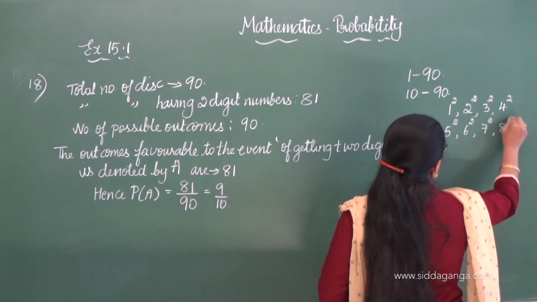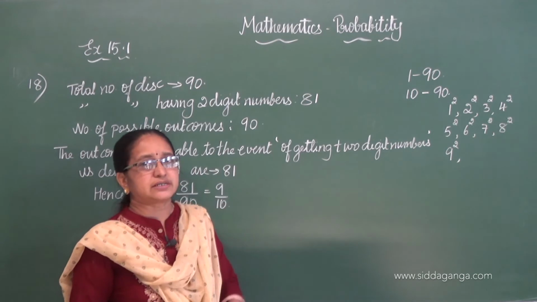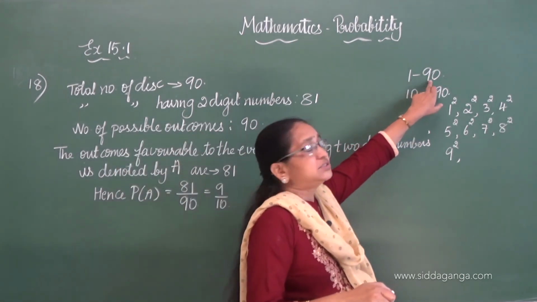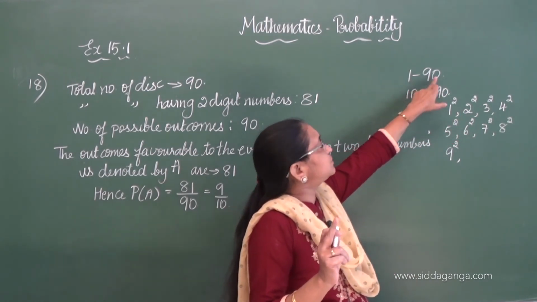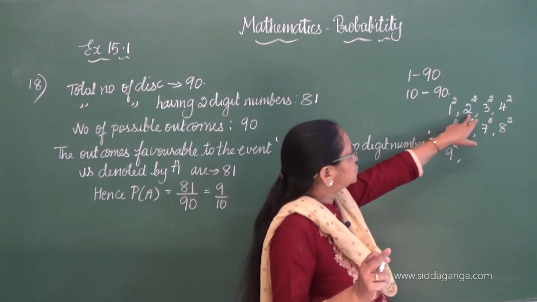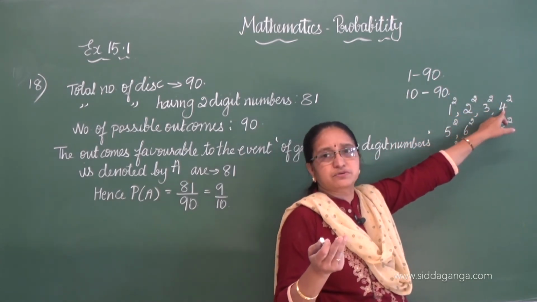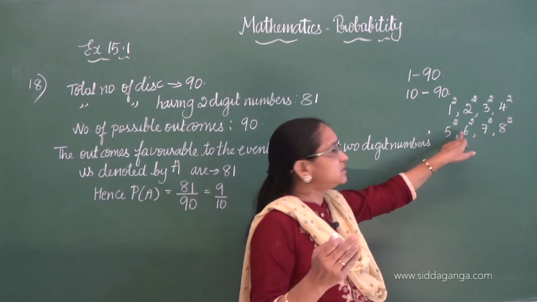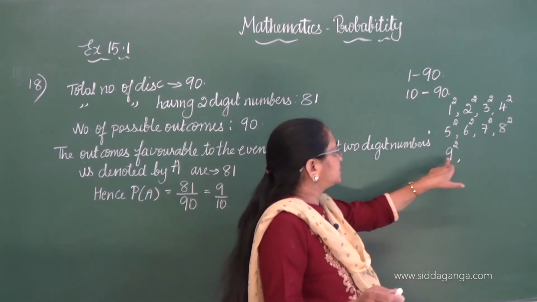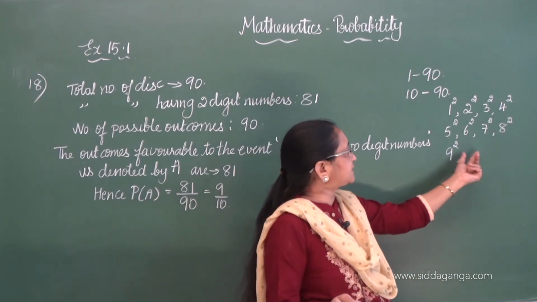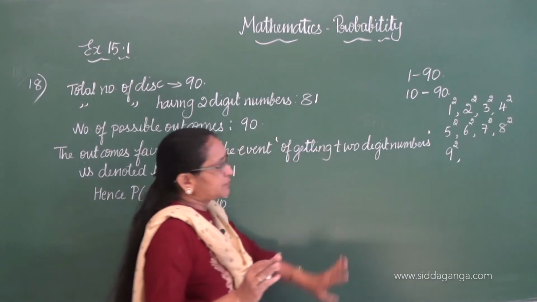square, 8 square, 9 square, 10 square. 10 square is 100, which is not there here, between 1 to 90. See, 1 square is there, since 1 to 90 means 1 is also present. Then 2 square means 4, yes, in between this. 3 square 9, 4 square 16, 5 square 25, 6 square 36, 7 square is 49, 8 square is 64, 9 square is 81. Suppose if you take 10 square it will be 100. So 100 is not present in this, in these discs. So we cannot take that.